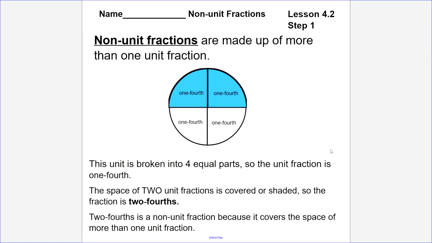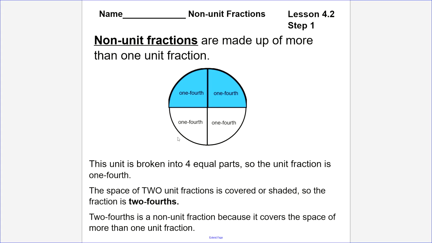Now we're ready to start learning about our new information today, non-unit fractions. Non-unit fractions are made up of more than one unit fraction. Look at this picture. This unit, the circle, is clearly broken into 1, 2, 3, 4 equal-sized parts. So the unit fraction is 1/4. That means that this piece is 1/4 of the whole, this piece is 1/4 of the whole, this piece is 1/4 of the whole, and this piece is also 1/4 of the whole.